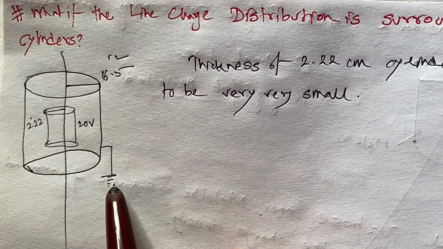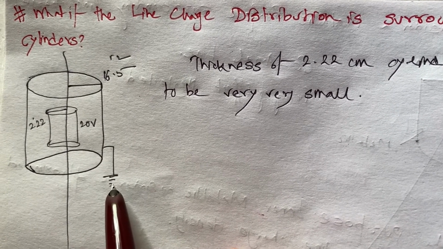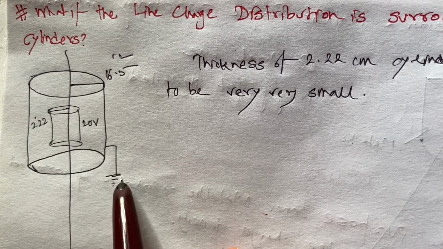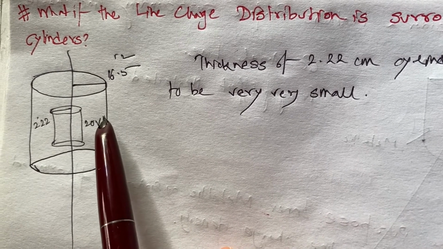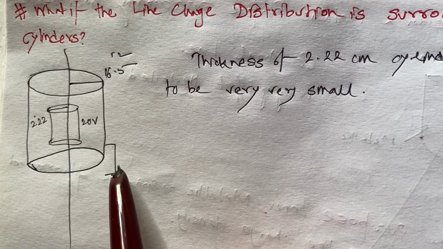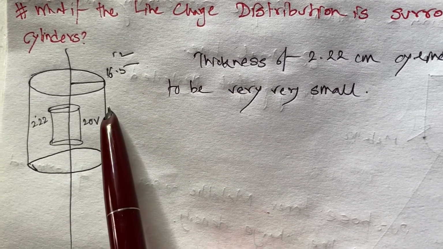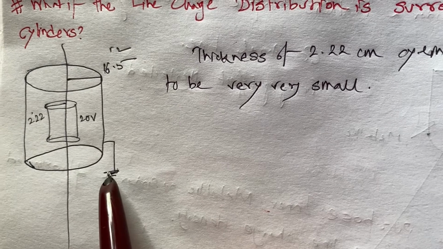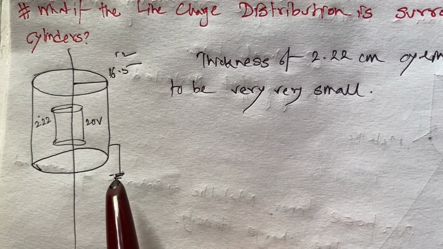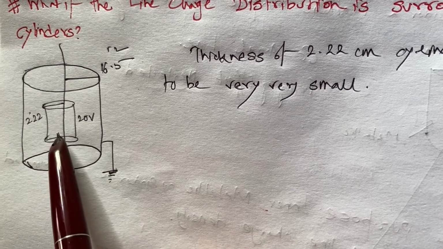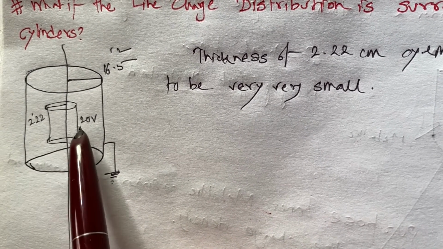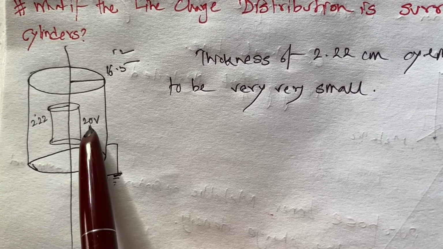This is grounded, because if I make this outer cylinder ground, then I can make the potential of the cylinder zero. It's a metallic cylinder though, so I can make the potential equal to 0 at this point by making it grounded, and this is actually practically achieved. And inside, at 2.22 centimeter, I have already found that the potential is 20 volt.